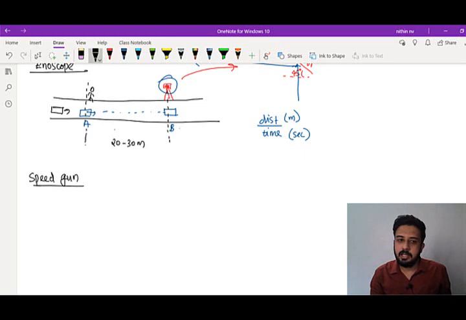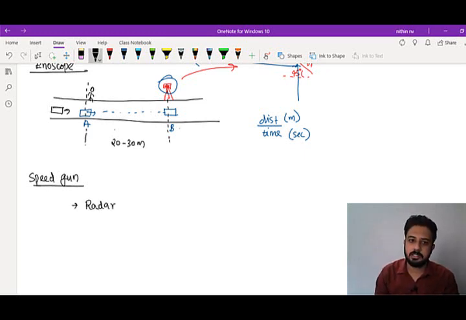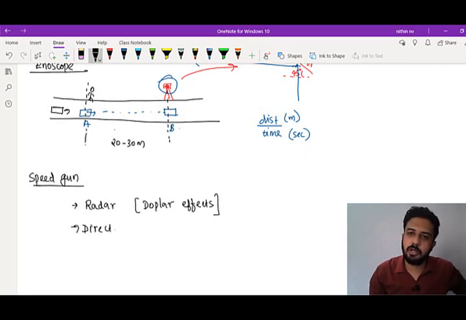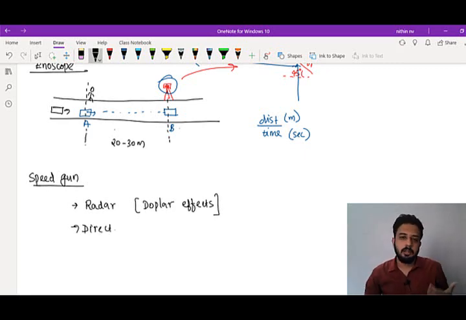Okay, so the speed gun, also called the radar speed gun, uses the principle of the Doppler effect. Such questions may be asked in various state government exams. So with the Doppler effect, we directly get the value, so it's a direct method. This other one is somewhat indirect, where we calculate distance by time. So in the speed gun we directly get the value.